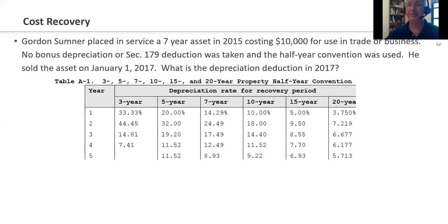Okay, so let's start at the beginning though, right? If we start back in 2015, that was year one, and I would have depreciated using 14.29. And we know the table builds in that half year convention, right?